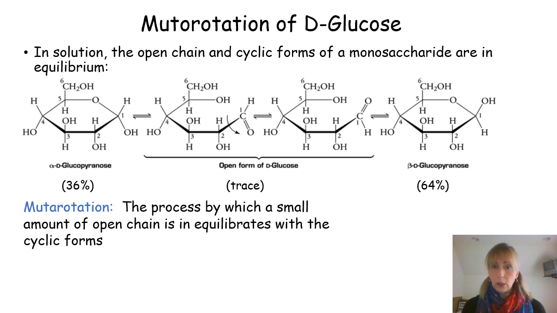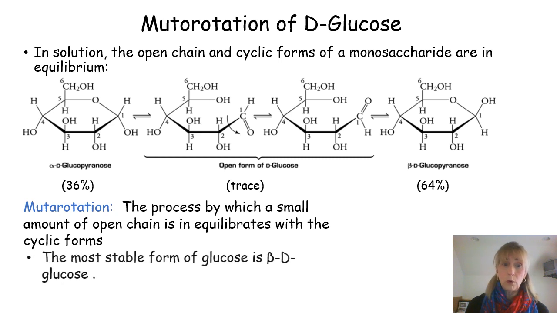They close, and we get both of the anomers, and they're all in equilibrium with one another, meaning they go back and forth, back and forth, back and forth. But at any moment in time, we seem to have a preponderance of the beta form.